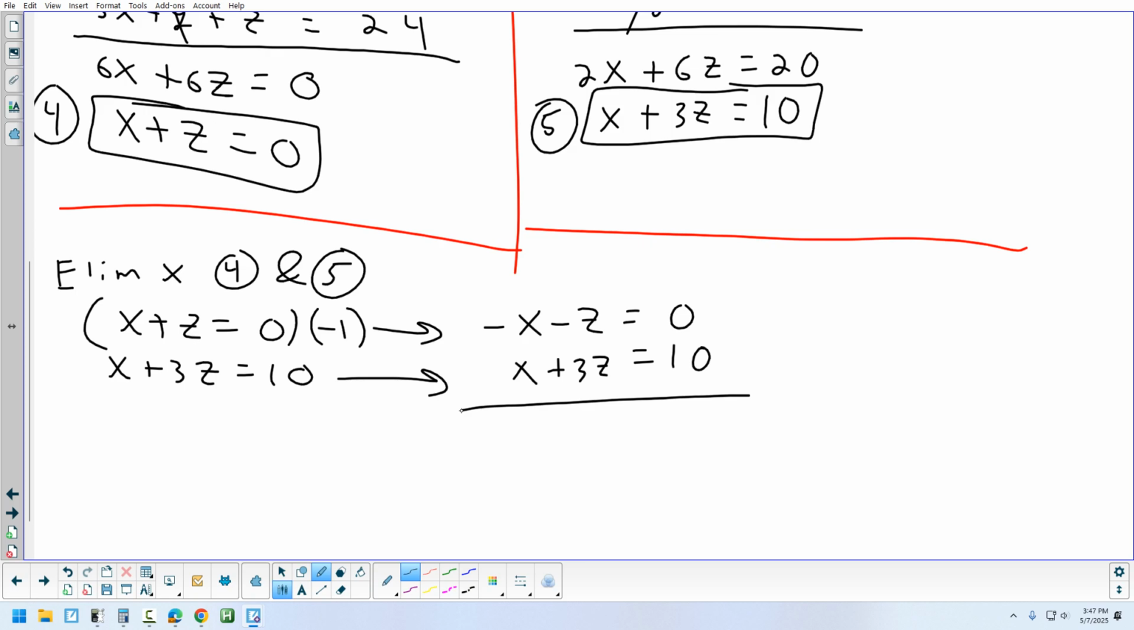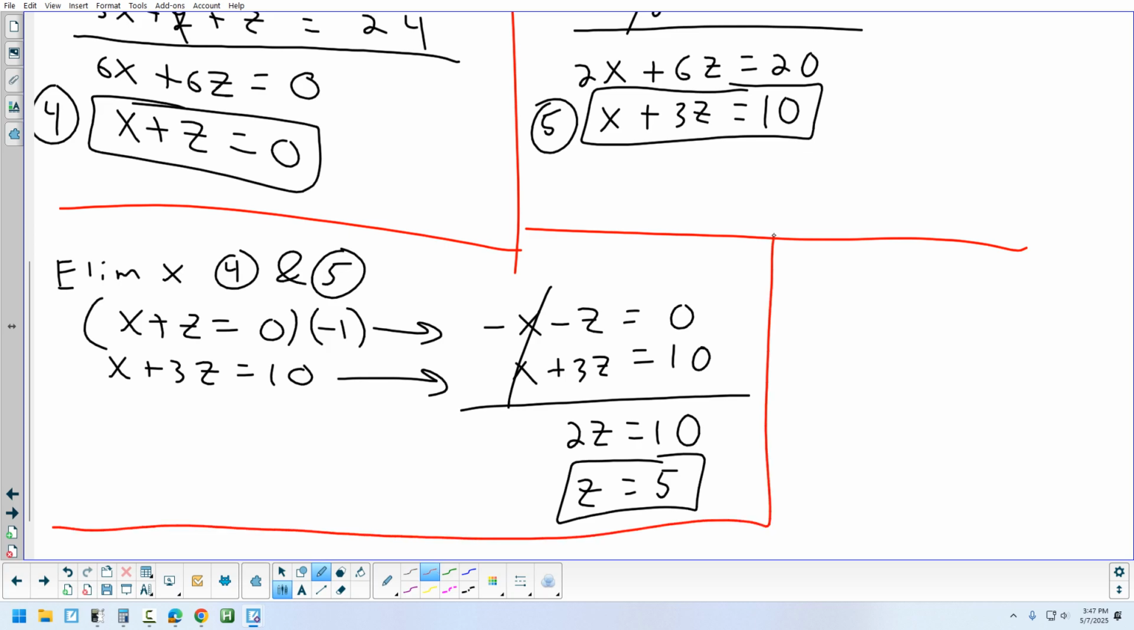All right, now when we add them up, what happens? The x's cancel. And then you get positive 2z equals 10. And then you divide and you get z equals 5. Okay, so there's our first answer. We got z equals 5.